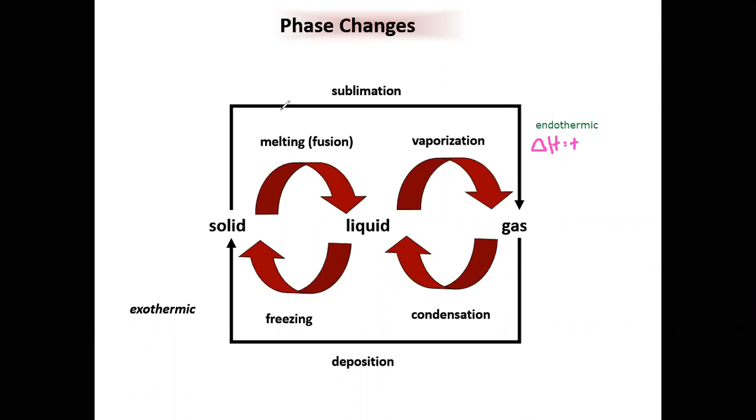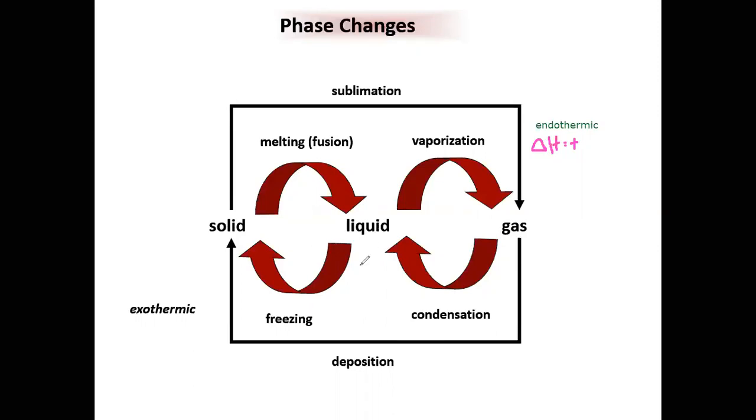Now on the bottom, there are exothermic processes, which means they occur when they release heat. And so, for example, when we go from a gas to a liquid, we condense. That means heat is released. And a good example of this is if you've taken a hot shower, the steam from the shower hits the cold mirror, it condenses water droplets on the mirror.